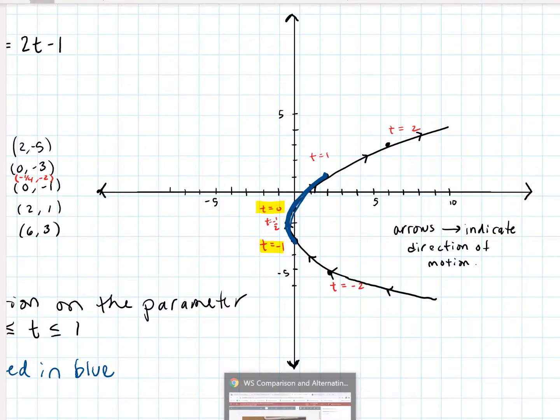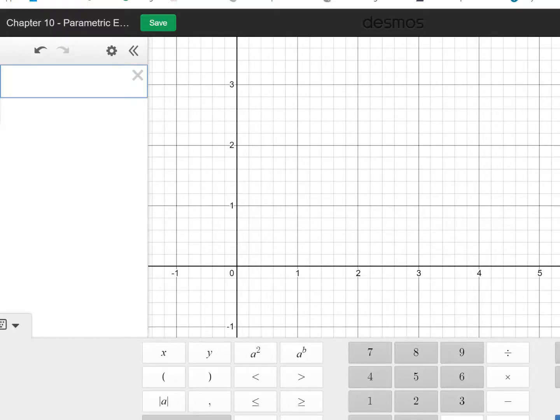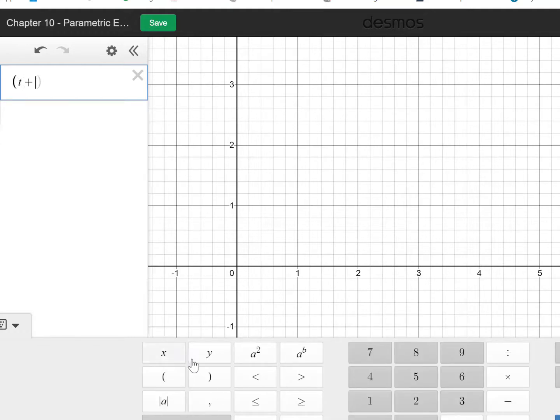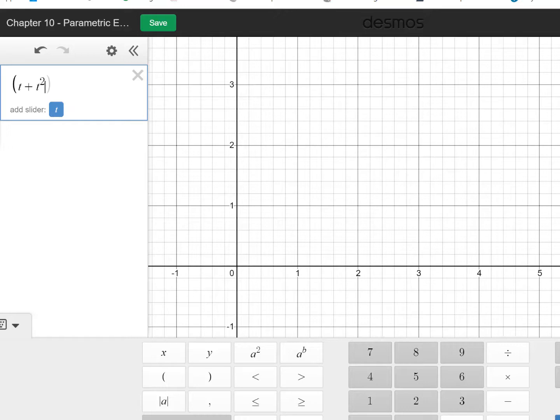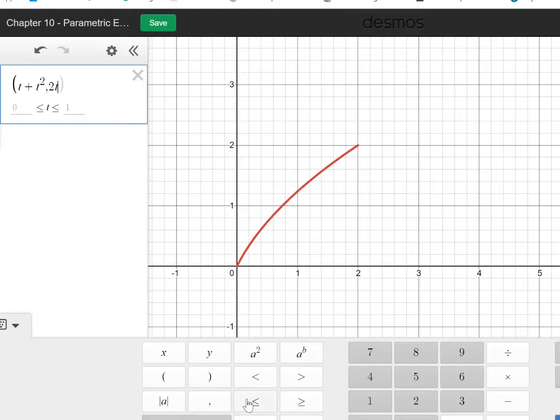So let's go ahead. We're going to go over to DESMOS, and I'm going to pause the video and get us there, and then I'll restart the video. Okay, so to graph parametric equations in DESMOS, you're going to write in the ordered pair. So you're just going to write a parenthesis, and then the ordered pair is defined with the parameter t: t plus t squared, and then we'll put a comma, and y was defined as 2t, so 2t minus 1.